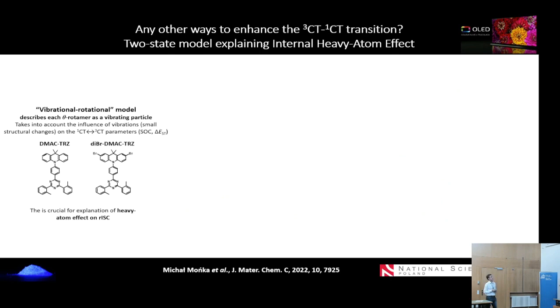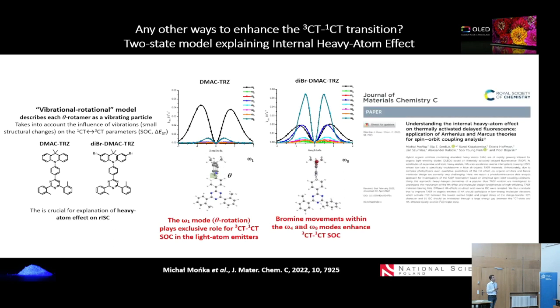And in this, just a few words, we also use this CT-CT transition, and we also need to remember about these rotamers. We are trying to accelerate the reverse intersystem crossing in blue materials by the heavy atom effect. If you're more interested, there are vibrations which accelerate the CT-CT transition by bromine atoms in blue materials. If you're interested, this was published in JMCC, I think.